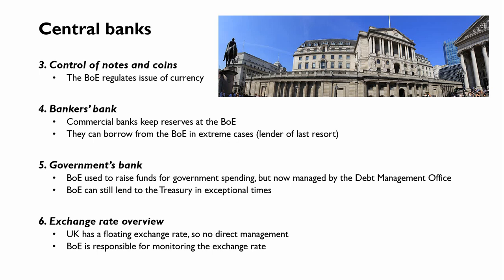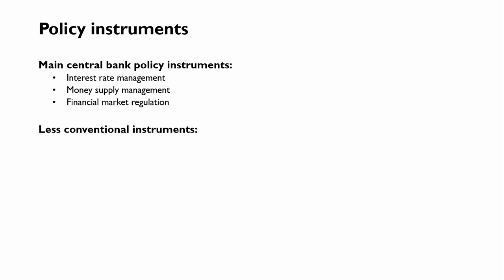Okay, let me quickly run through the tools, the different things the Bank of England can do to achieve these aims. The big one is interest rate management. The Bank of England sets the base rate of interest. It also manages the money supply, but normally it uses something called quantitative easing to do this, which we'll look at in a couple of videos' time. Thirdly, it regulates financial markets, sets rules to manage how financial markets fit together.